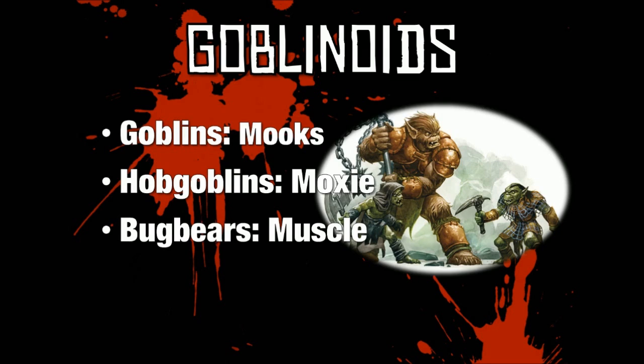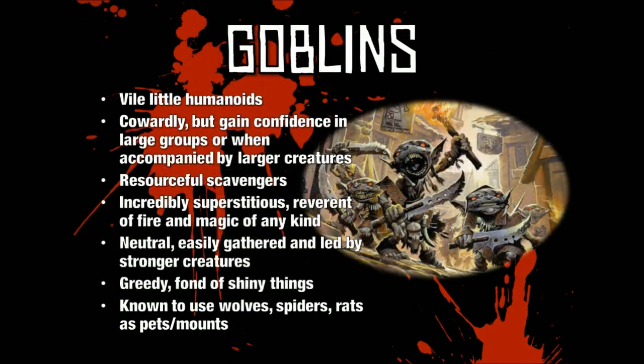But from a top-down view, this sort of very succinctly describes the different roles of the goblinoids. So remember that: mooks, moxie, muscle. Let's talk first about just basic goblins. Goblins are just vile, stinky, ugly little humanoids with bat ears and too many teeth and little red beady eyes, and they're cowardly, but if they're in a big group, all of a sudden they're looking pretty good.